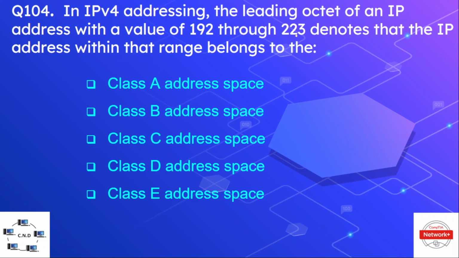Question number 104 is that in IPv4 addressing, the leading octet of an IP address with a value of 192 through 223 denotes that the IP address within that range belongs to the class A, B, C, D, or E address space, and the correct option is class C. So as we already talked that 192.168.0.0 belongs to class C. So if this first octet is 192 or 193 or up to any value in this range, then this is the class C address space.